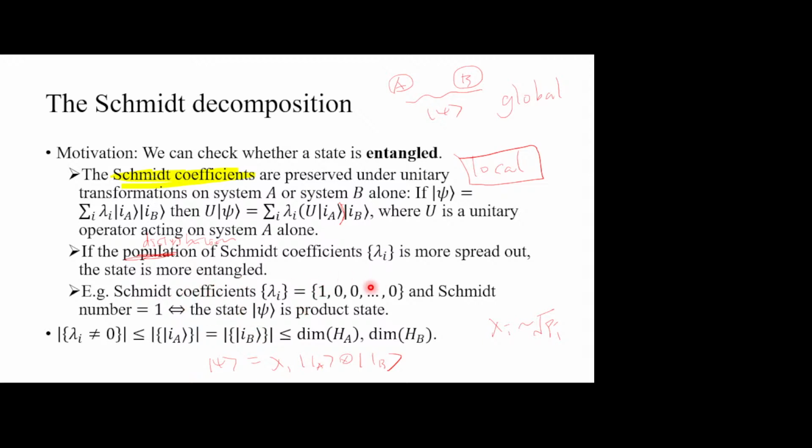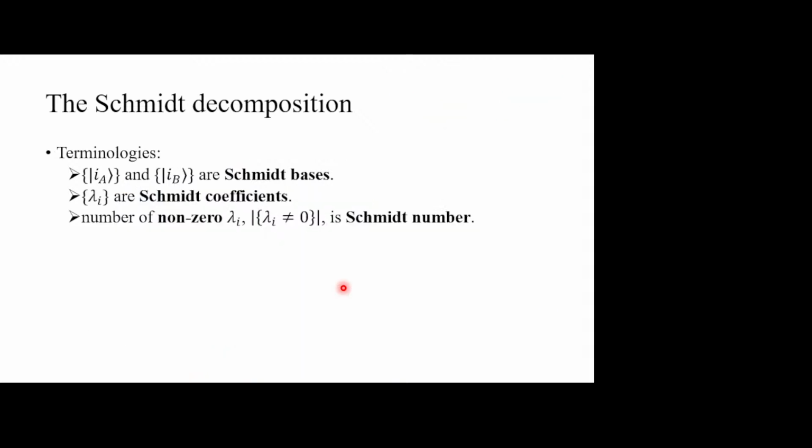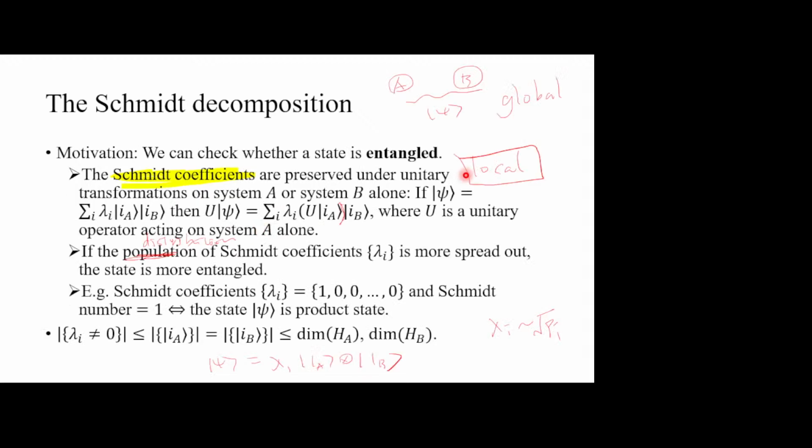Okay. And also this gives us the meaning of the Schmidt number. We see that if the Schmidt number is 1, then the state is a product state. This is just by the definition of the Schmidt number. The Schmidt number is the number of non-zero lambda i, and here the number of non-zero lambda i is 1. So one way to check whether a state is entangled or not is to check its Schmidt number. And we have an idea that if the Schmidt number is larger, then the coefficients are more spread out and the state is more entangled.